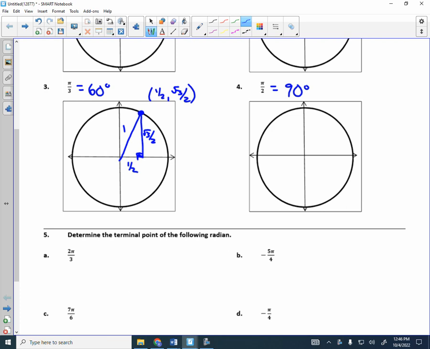Yep. And that's something you'll recognize: as you do something a second time and a third time, it'll be easier. But we took like a whole week to talk about this and explain this before. 90 degrees is right here. Can somebody tell me the terminal point right there? 0, 1. Yep.